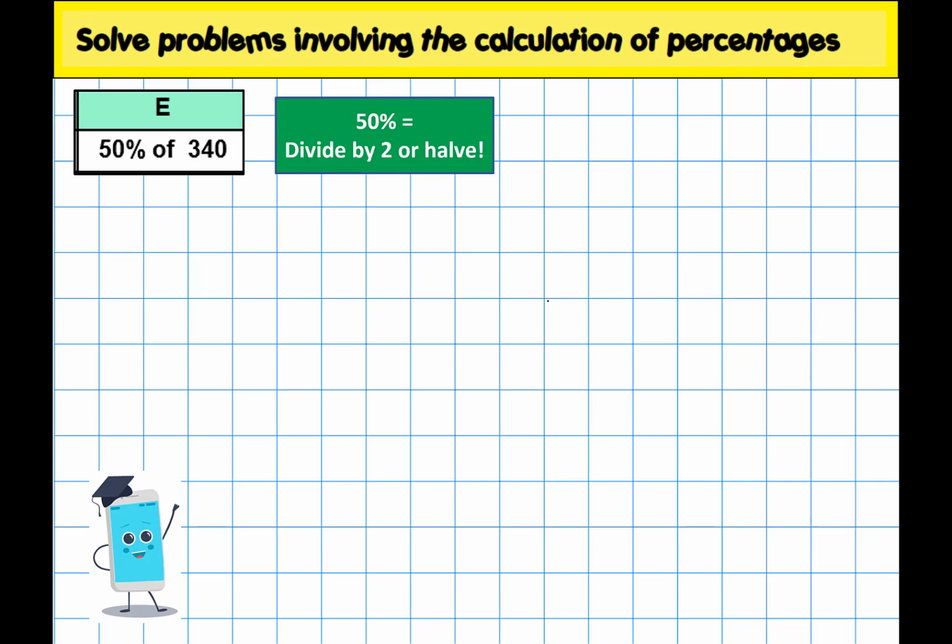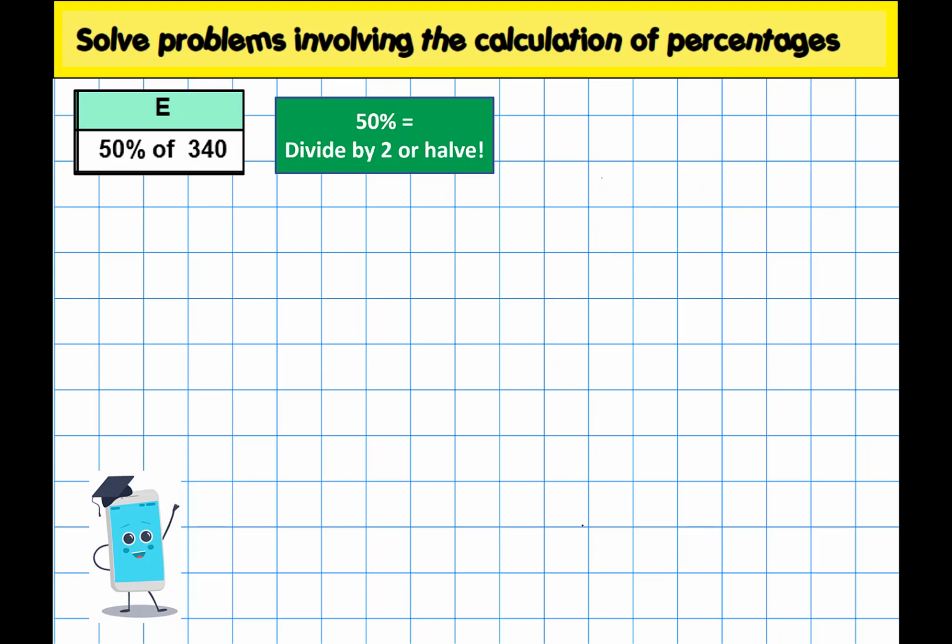50% of 340. So you're simply halving, okay? If you haven't got good strategies for halving, I'm going to show you a couple. My 340, I might separate into a 300 and a 40, and then halve each bit. Half of 40 is 20, half of 300 is 150. 150 and 20 is 170. So you might do something like that.